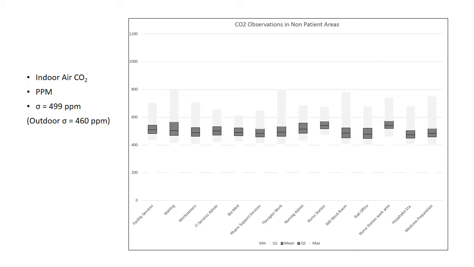Then this is indoor air CO2 data. This first set of rooms are non-patient areas: facility services, a couple of nurses' stations, and basically working areas through the hospital. What we're seeing here is a mean in the spaces of about 500, and each one of those charts is a bell curve, right? The light gray part below and above represents the tail ends of the data, the two bars in the middle are quadrant 2 and quadrant 3, and the line in the middle is the actual statistical mean of the data.